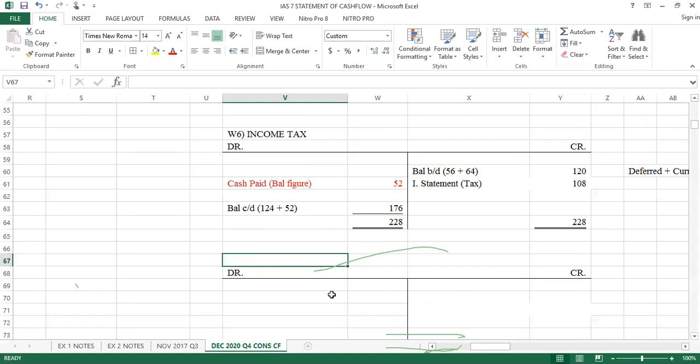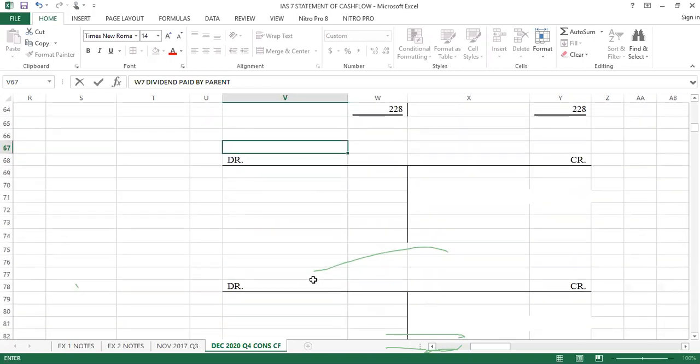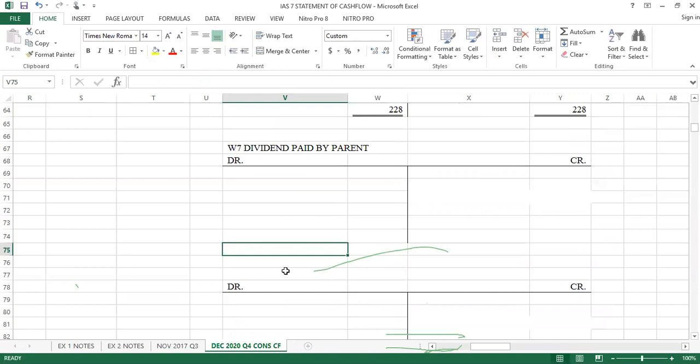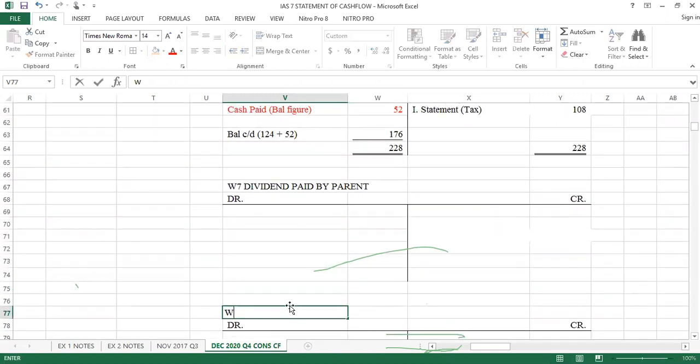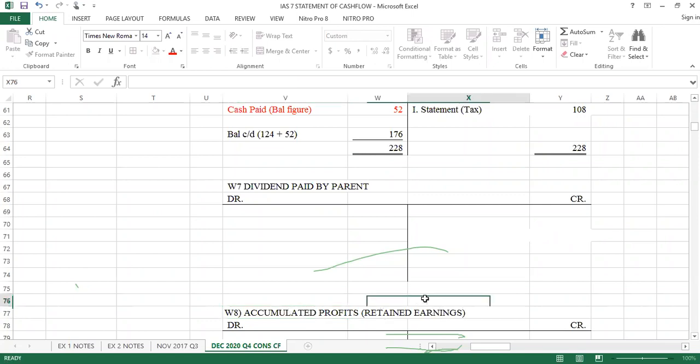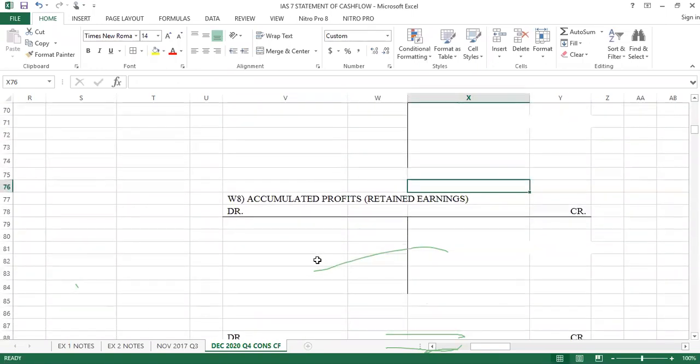So working 7, dividend paid by parent. Remember, it is always not there, so it gives rise to some working here. I hope by now we are familiar with what I mean. It gives rise to working because it is not given. Working 8 will be accumulated profits. Remember, accumulated profits are also called retained earnings. That is the one that relates to the parent.